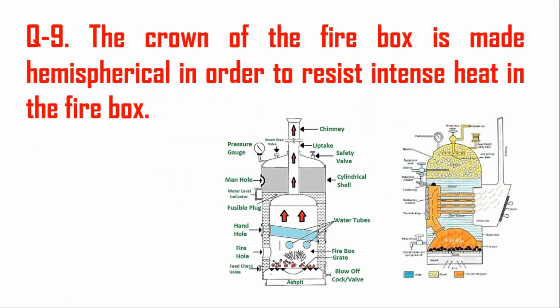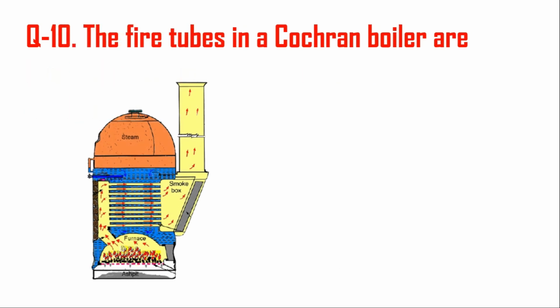Question number 9. The crown of the firebox is made hemispherical in order to resist intense heat in the firebox. This is the reason the crown of the firebox is made hemispherical, so it can resist the intense heat in the firebox. Question number 10.